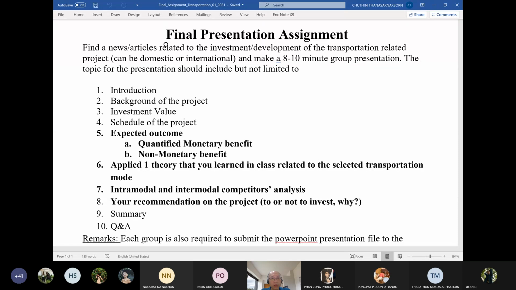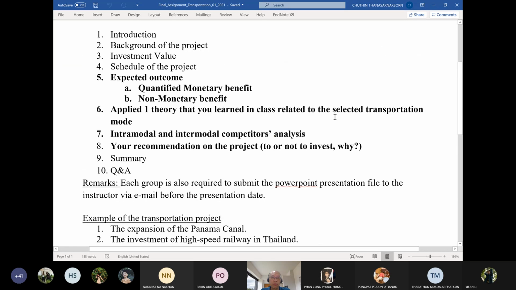Anyway, the presentation topic should include introduction, background of the project, and investment value. How many dollars, how many baht, how many RMB are we talking about? It depends on where the project is. If it's in Thailand, I would prefer Thai baht. If it's in other countries, it should be in US dollars, or if it's in China, it should be in RMB. So it depends.